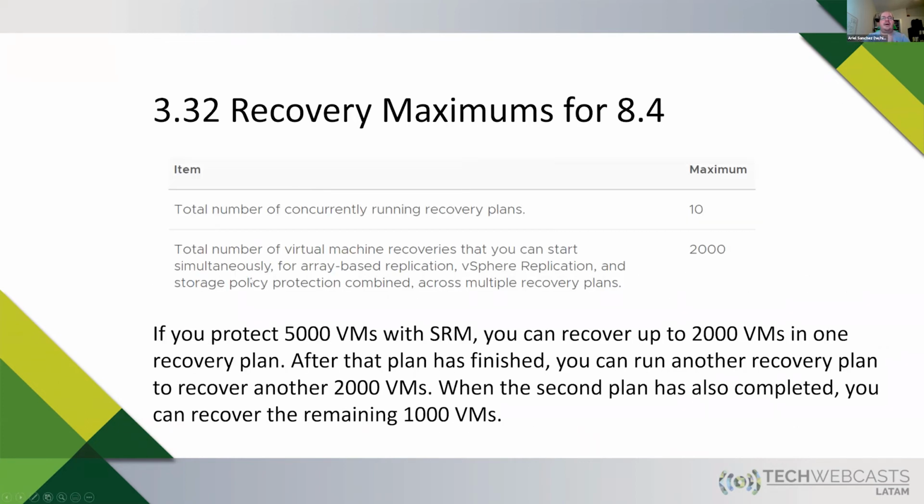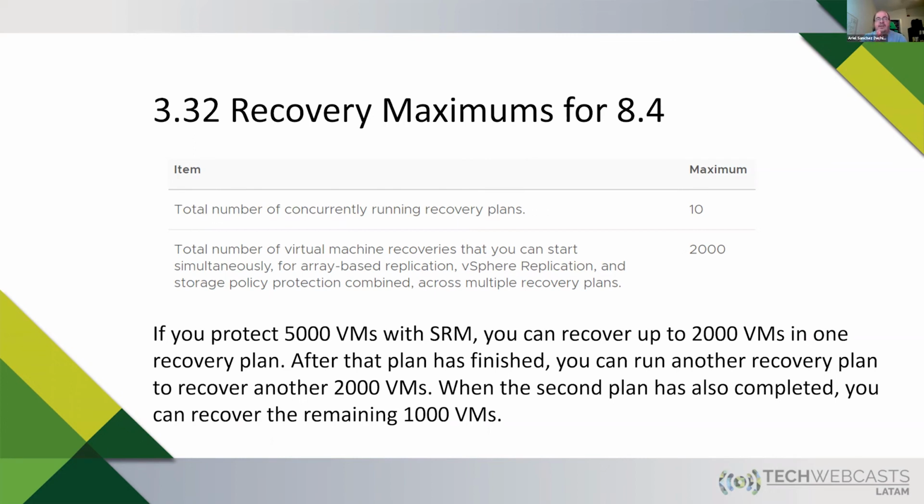All right. Total number of concurrently running recovery plans, 10. And how many VMs can be in those recovery plans? 2,000. So that means that if you have 5,000 VMs, the maximum being protected, at any point in time, you can only be running a recovery plan that has 2,000 VMs.